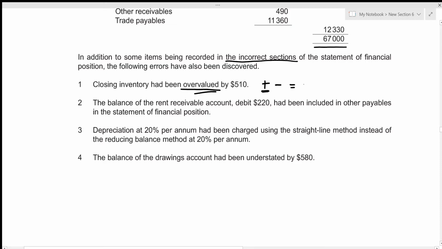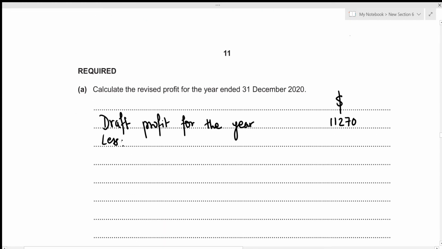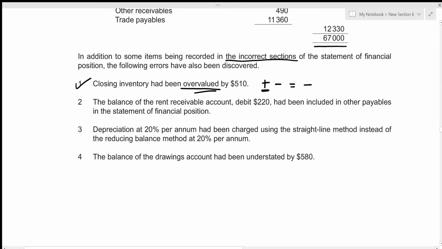So a plus and minus would again make another minus. So what we need is we need to subtract this amount 510 in order to rectify the error for closing inventory. Let's do that. So we're just going to subtract the closing inventory, and the amount for the overvaluation was 510. So that's just going to be in a bracket. Now the first error has been rectified. Let's look at the second one. The balance of the rent receivable account, debit 220, had been included in other payables in the statement of financial position. So this is an error relating to the statement of financial position and it has no effect on the profit. So we can completely ignore this second error.